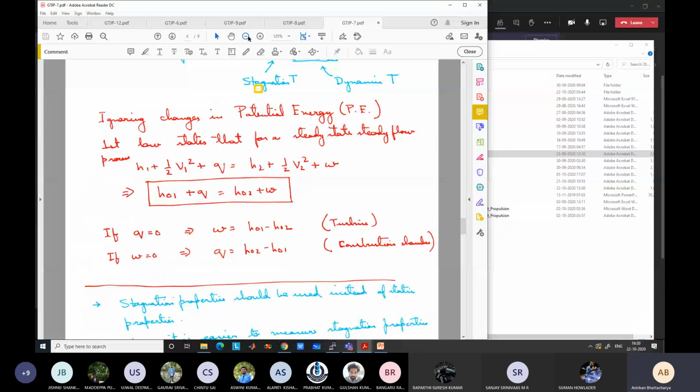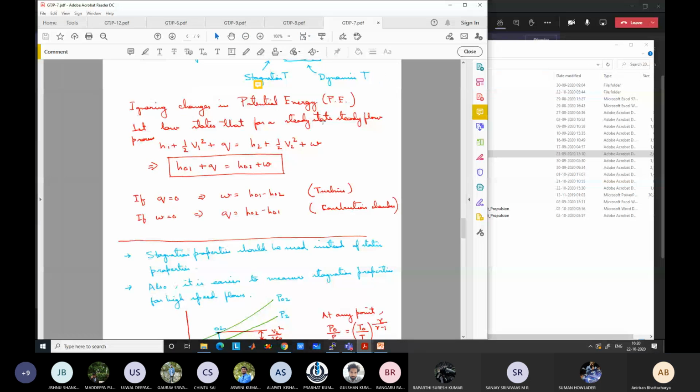First law tells us that for a steady state steady flow process, H1 enthalpy plus half V1 square plus heat input is equal to H2 plus half V2 square plus work output, if there is no change in potential energy. So if there is no heat input or work output in a nozzle, is there any heat input? No. Is there any work output? No moving part, no work output. Without a moving part, work output cannot be there. So for a nozzle, what is the equation? First law equation, energy balance. H1 plus half V1 square is equal to H2 plus half V2 square, correct?